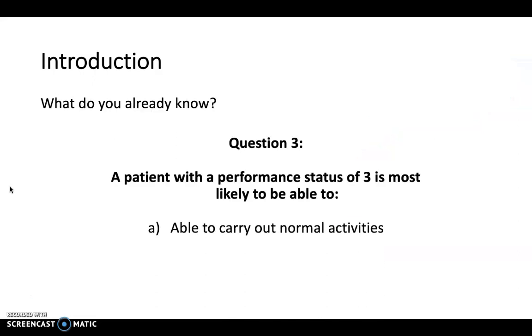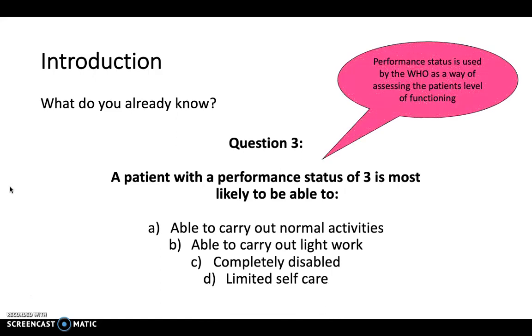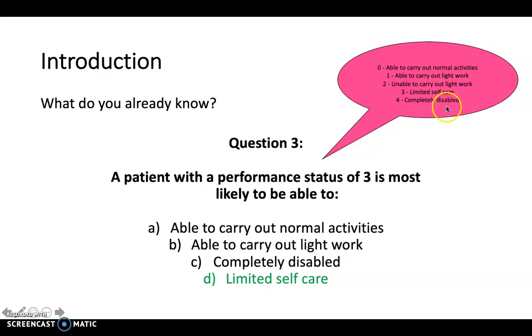Question 3. A patient with a performance status of 3 is most likely to be able to what? So remember, performance status is used by the World Health Organization as a way of assessing the patient's level of functioning, and it can be used in deciding management of a patient as well. So the answer here is limited self-care. Got all of the options up in the top corner there from 0 to 4 for performance status, and we'll be covering it later on as well.